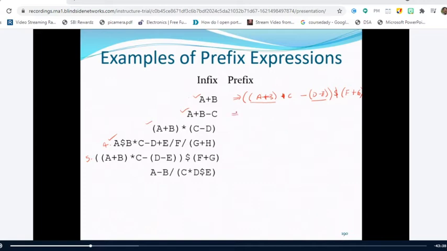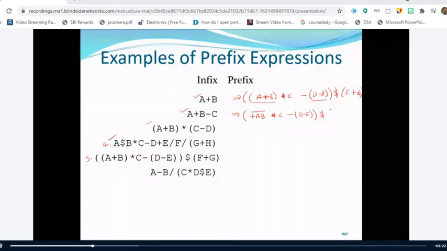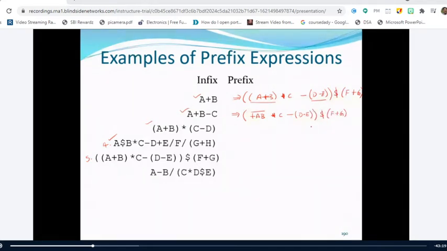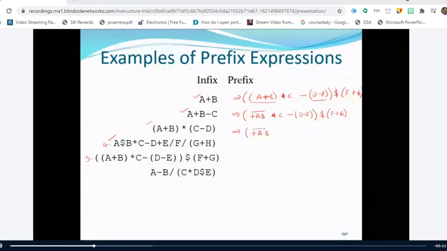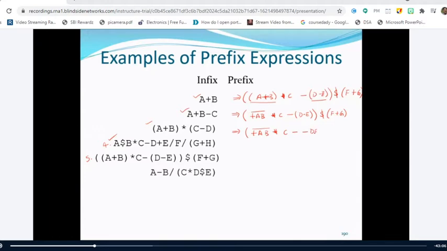So what do I have to solve here? I have to solve this A plus B first, right? So it becomes plus AB. Is it right or not? Somebody please tell me. Yes, sir. So it is D minus E, and it is dollar, and then F plus, and after that the innermost sub-expression D minus E has to be solved. Therefore it becomes plus AB star C minus minus C. This is dollar, and then F plus.